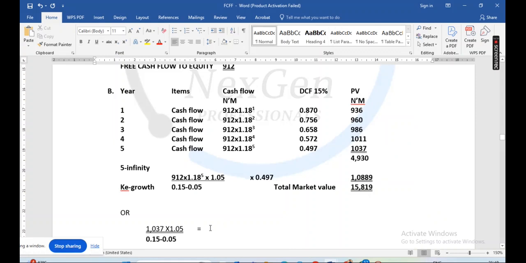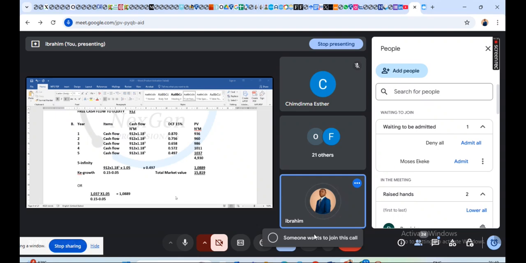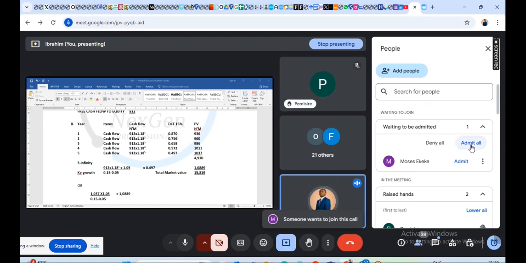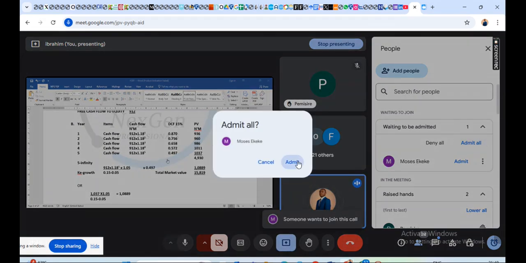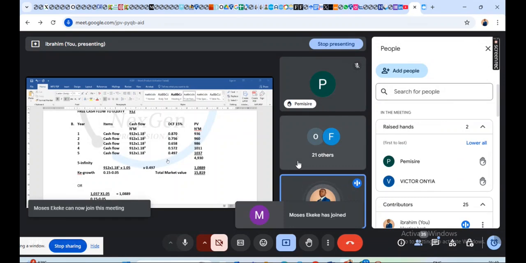So whichever way you feel you will understand the infinity, use it and move on. Whichever way you feel you can use it to get 1,088, use it and move on. But as far as I'm concerned, that is the formula. Which one did you want to do? You follow the question, is that not so?